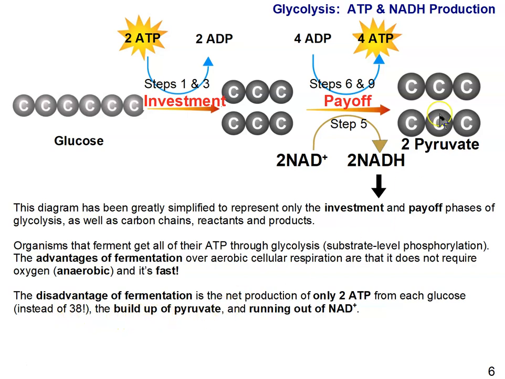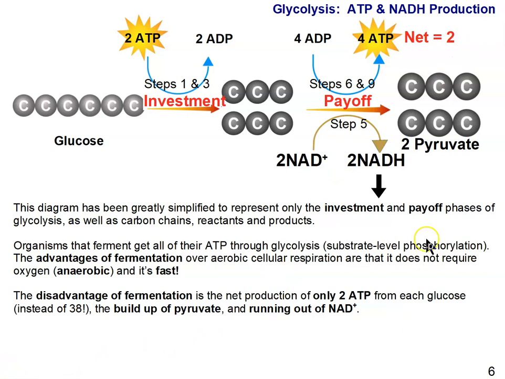And they also have to contend with this buildup of pyruvate, so they have to do something with the pyruvate, otherwise the process is going to stop. And they run out of NAD+. There has to be enough NAD+ in order to keep glycolysis going. So those are all problems with fermentation. And fermenters have to solve those problems, but the most notable problem with fermentation is only 2 ATP. But again, it's really fast. So if there's plenty of glucose available, they can make a lot of ATP in a relatively short period of time.